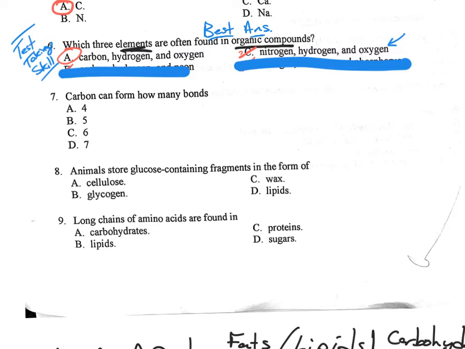So carbon can form how many bonds? Four. So that one should have been easy. And I almost don't want to put it in red, because no one should have missed that, and of course 5, 6, and 7 are also easy.